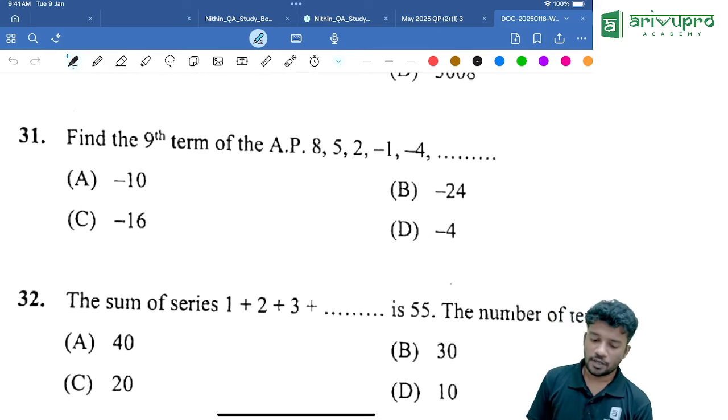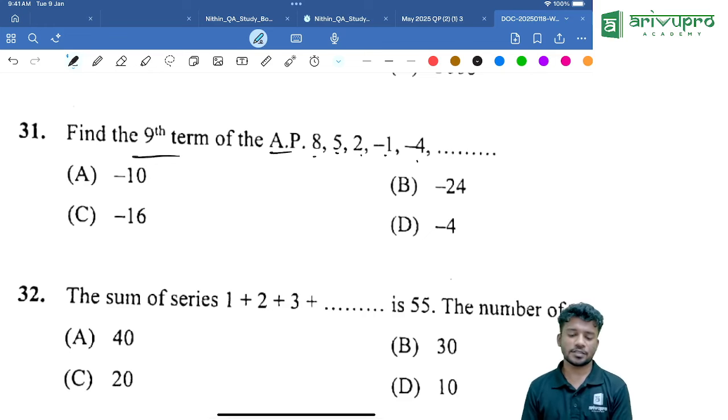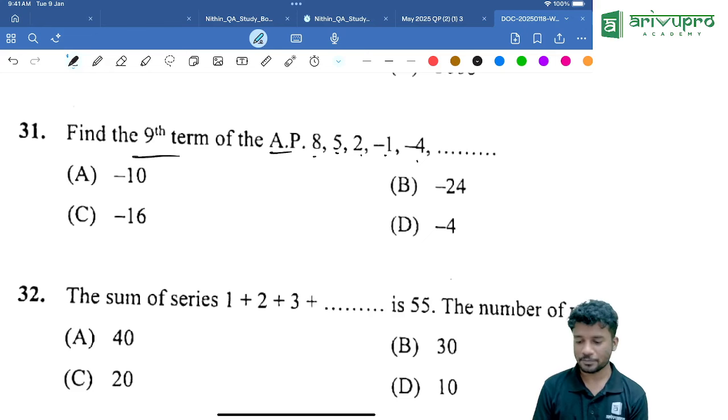Do this. Find the 9th term of an AP: 8, 5, 2, minus 1, minus 4. Find the 9th term of this AP. The easy method is taking your calculator and typing, or you can use the formula also.